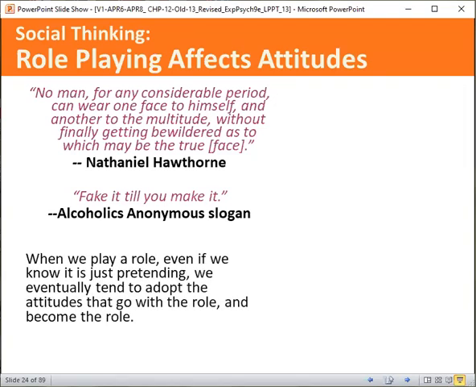So when we play a role, even if we know it is just pretending, we eventually tend to adopt the attitudes that go with the role and become the role. That's what this is saying, that you fake it till you make it. You play a particular person or type of character, and then you may start to believe that you are. And everything that comes along with that type of character, all the attitudes and the behaviors that you believe this type of person should have, becomes yours.